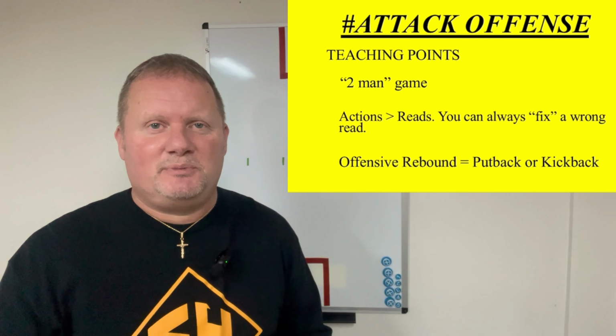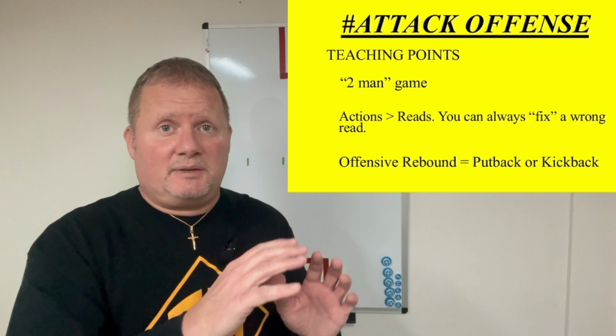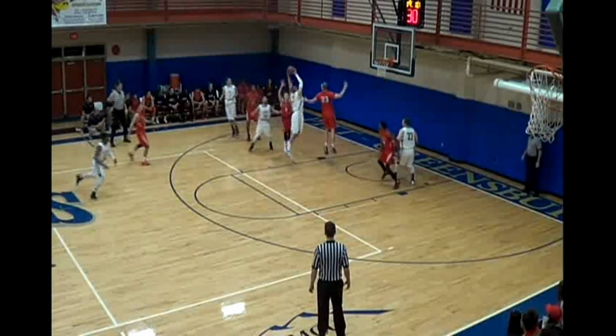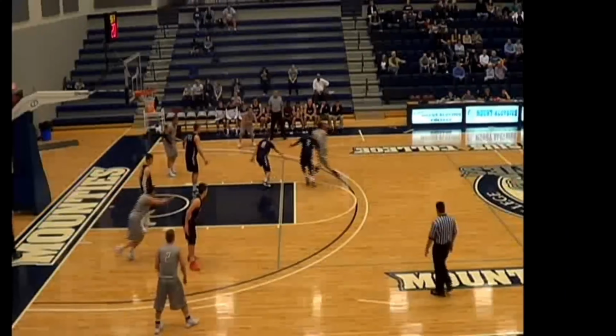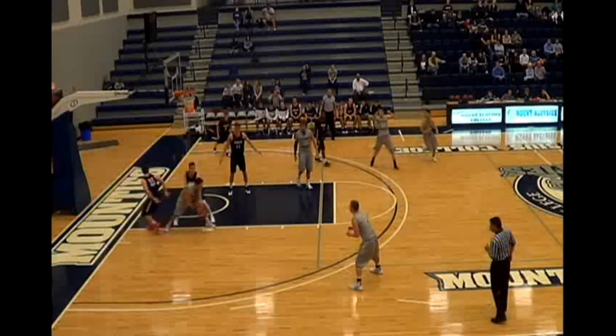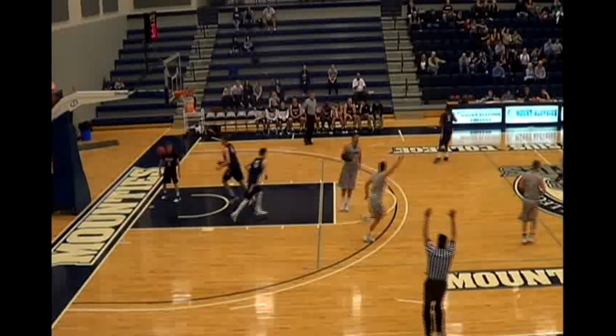And on an offensive rebound, there's only 2 things that we do. It's either a putback or a kickback for a dagger 3. Here, our post player gets the rebound, gets it back up on the rim as quick as possible. This time we're going to get the rebound. We're going to get a kickback for a dagger 3, and watch the rebounder as this 3's being shot. He knows it's going in.